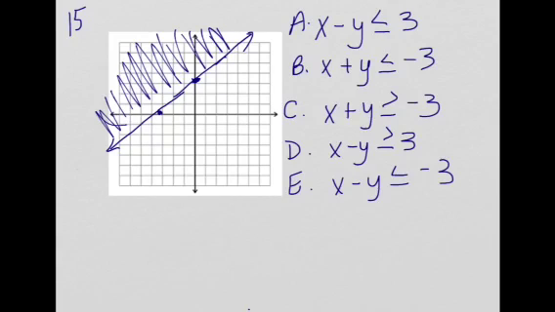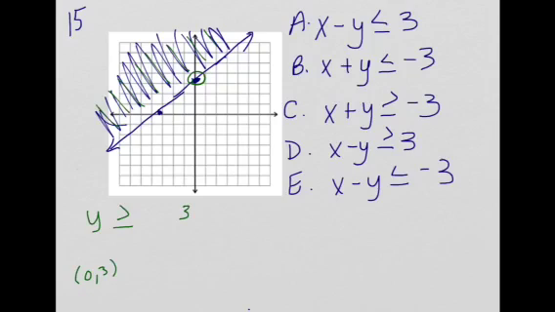The first thing that our graph gives us is that y is going to be greater than or equal to. The shading you can see is above the line, and you have a solid line. So that gives us the greater than or equal to. The other piece that we're going to look at is our y-intercept. So our y-intercept is (0, 3), which means there's a 3 on this side of the equation.